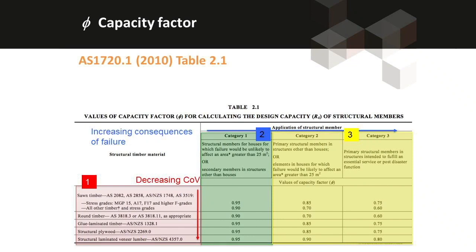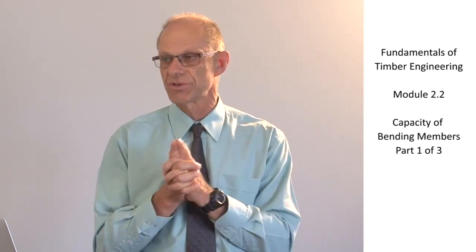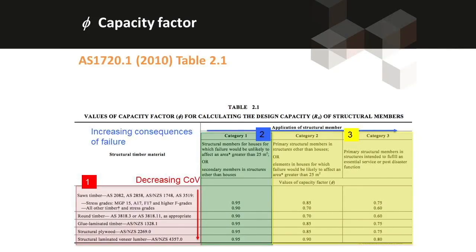So, in summary on capacity factors, first step, and that's the red rectangle on this slide, is to look at the product, work out which product we're using, and that will tell us which row we're looking along. The second thing is to work out the application category of the structure. So we're making a decision, is it a primary element or a secondary element? If it's a secondary element, we're looking in category 1, which is the green shaded rectangle on this slide. If it's a primary element, we have to ask one more question, and that is, what type of structure is it in? If it's in a structure with a post-disaster function, then it's got a higher level of importance, and we use the category 3 factors on the very right-hand side of the table.